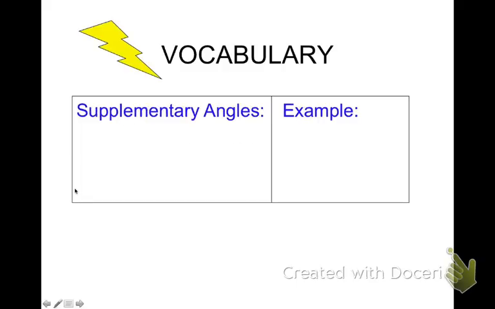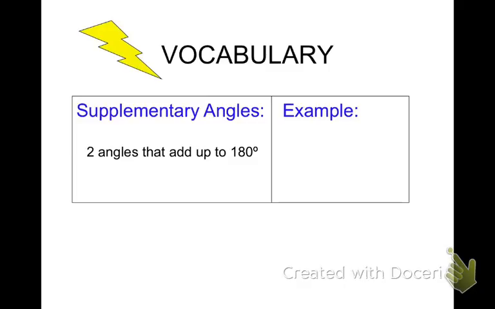Supplementary angles are going to add up to 180. So supplementary angles are two angles that add up to 180 degrees. Now the key word in both of these definitions is the part where it says two angles. These have to be pairs. You cannot have three angles be supplementary. You cannot have three angles be complementary. It can only be two. A pair of angles that add up to 180.